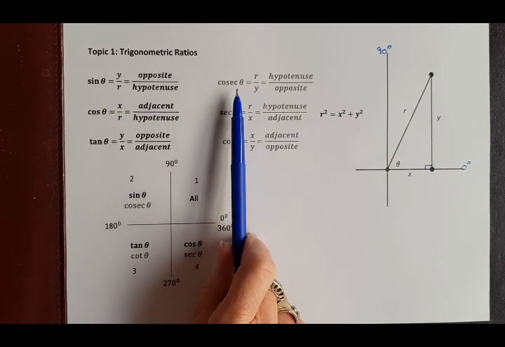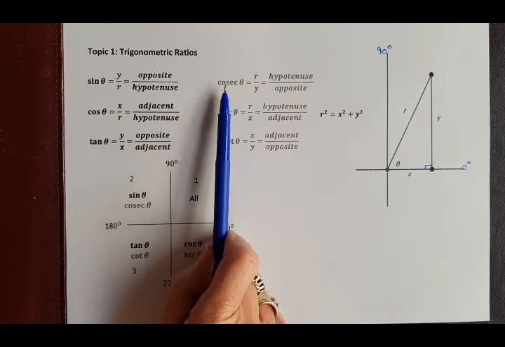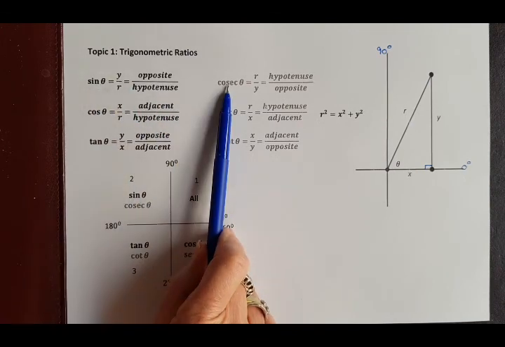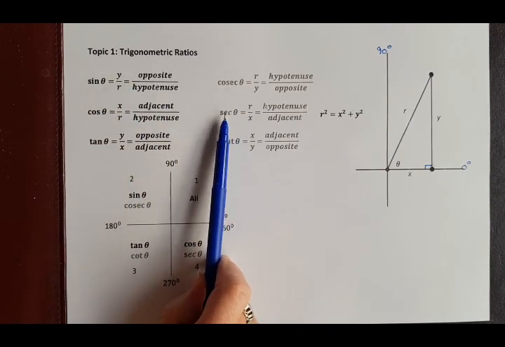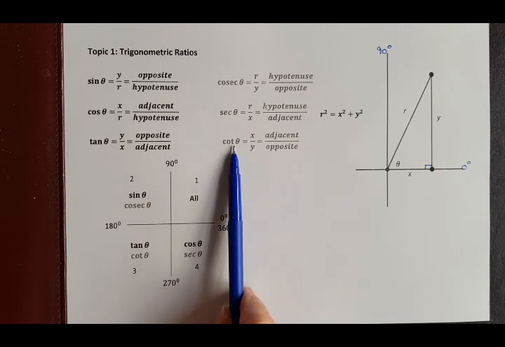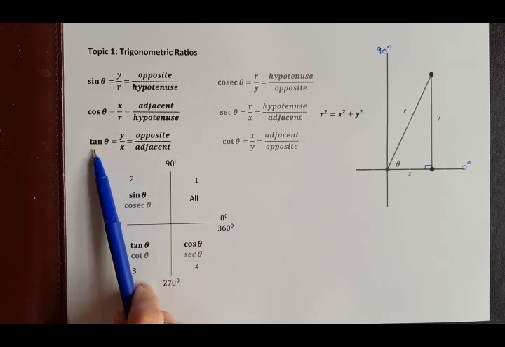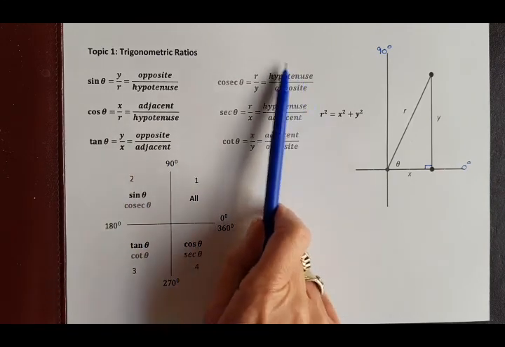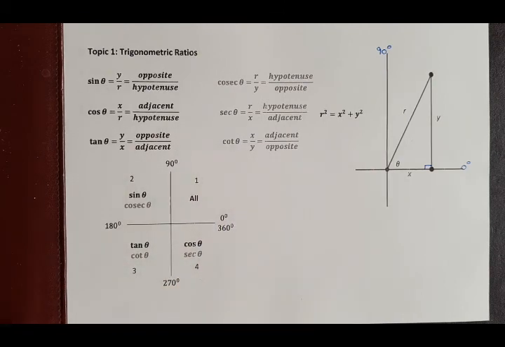Now, these reciprocal ratios, remember, cosec is 1 over sine, sec is 1 over cos, and cot is 1 over tan. In the core math syllabus, you're not going to work with cosec, sec, and cot any longer. But I have just put them here, and I've put them in subsequent videos as well, just for those of you who are doing AP Maths. For those students, you are expected to be able to work with cosec, sec, and cot.